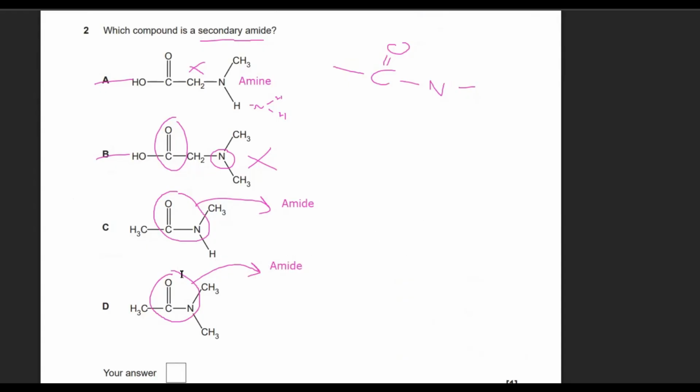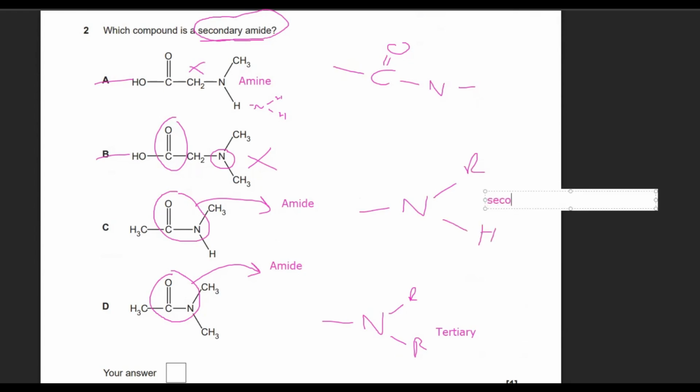Now we just need to work out which of these is secondary and which is tertiary. So if we look at D, is this secondary or tertiary? I reckon a lot of people will make a mistake and go for D. It's got two R groups attached, two CH3s, and they might go, oh, that makes it secondary. Well, actually, this is tertiary. There are no hydrogens attached to this nitrogen, and that makes it tertiary. When you've got one hydrogen attached or one R group, that's going to make it secondary.